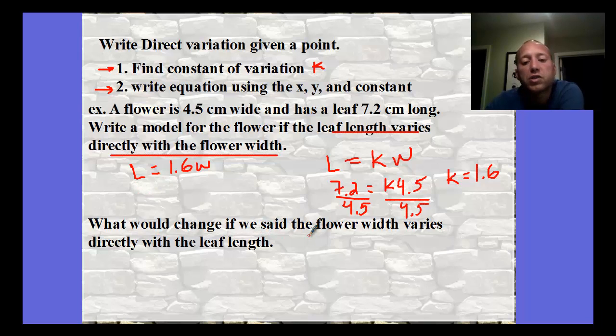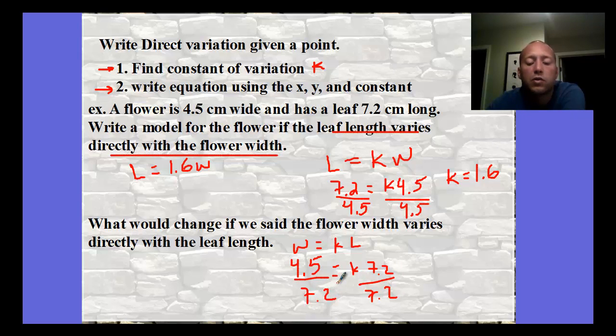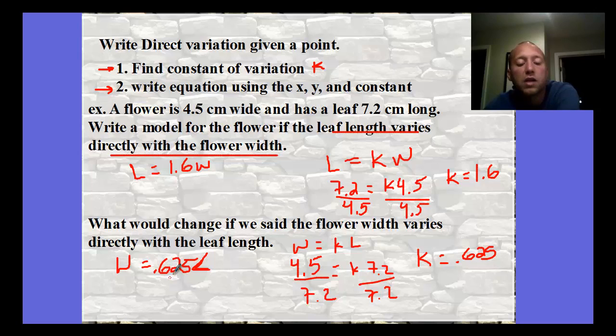So what would change if we reversed it and said that the flower width varies directly with the leaf length? If we did that, then we put the w first equals k times the leaf length. And we plug in the values. And so for a lot of these, you're given the two variables, and you have to first solve for the constant of variation k, and we plug in our 7.2, and so you're dividing by 7.2 now. If you do this, you'll find the constant of variation is 5/8 or 0.625, and so then the width is equal to 0.625 times the leaf length. And so you can think about it a few ways. You can think it's 5/8 of the leaf length, or you can say that it's 62.5% of its length.